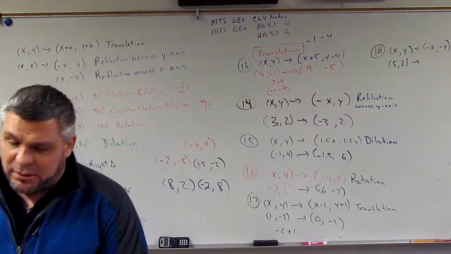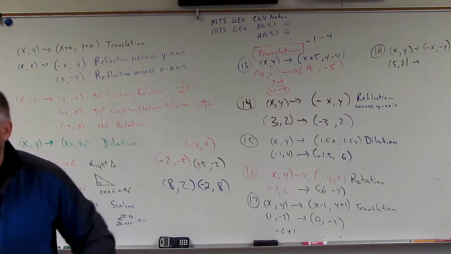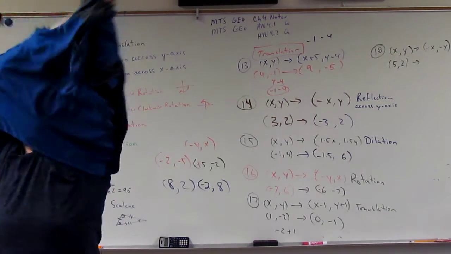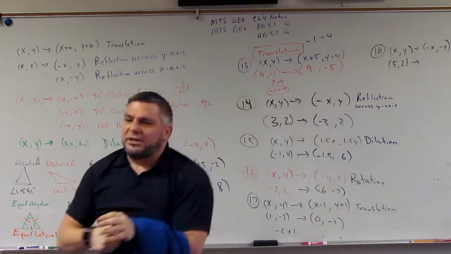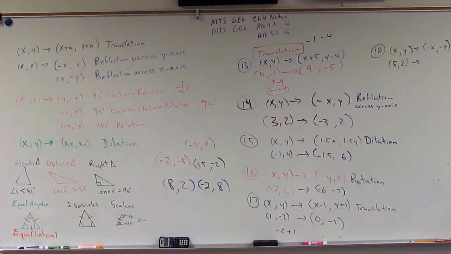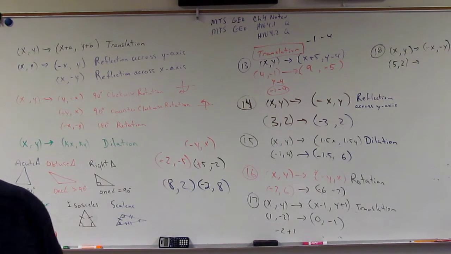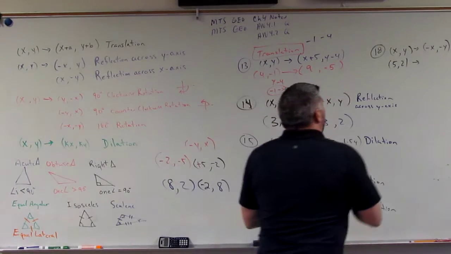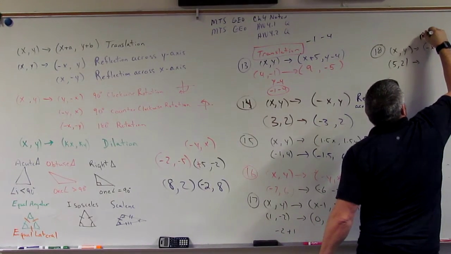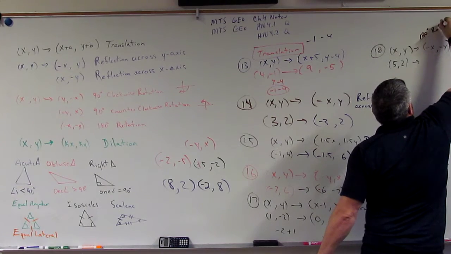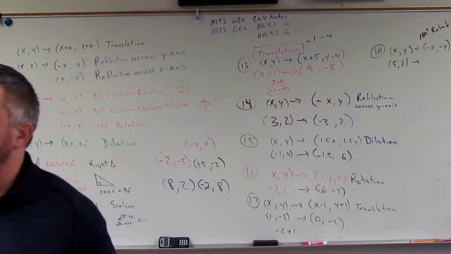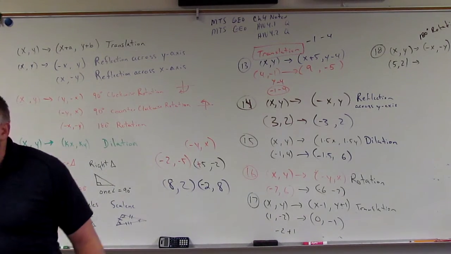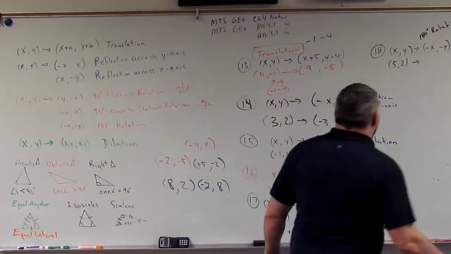What does that mean? They both became negative. A 180 degree rotation. 180 degree rotation is what we're looking for. But we could have also reflected it twice, right? Once against the y, once against the x, or once against the x, then against the y. Does that make sense? Okay?